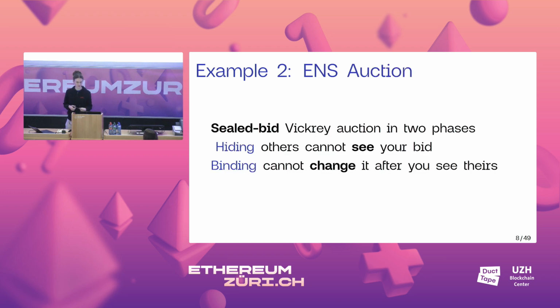The other example is, again, ENS, the ENS auction, when in 2017, I think all the names went up. They had a sealed bid auction to price the names and attribute the names. And again, they used commit and reveal, a first phase where people could commit to their bid on chain, and then a second phase where people could reveal their bids. And it's again using the same two properties to make it work in a fair and efficient way.